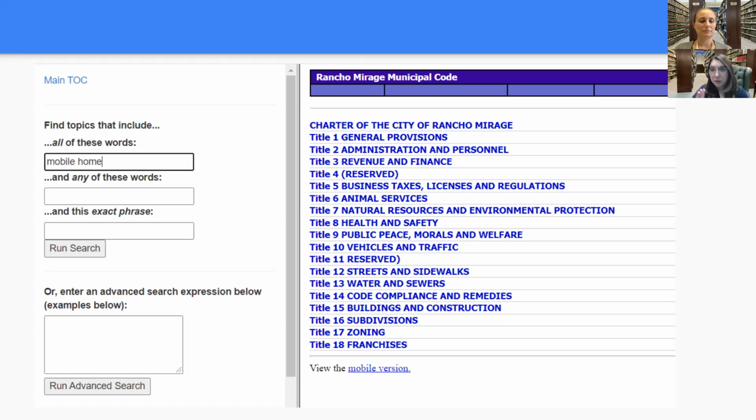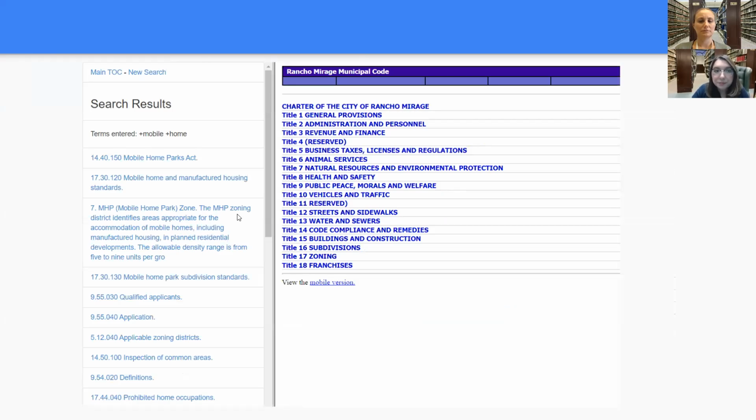So I started with those and I eventually got to mobile home and ran a search, and it came up with these search results. So there's some of relevance. There could be the Mobile Homes Park Act. My interest immediately sparked with mobile home and manufactured housing standards. As you remember earlier, one of the key synonyms, keywords that we found was that manufactured homes is a synonym for mobile homes. And then also of relevance could be mobile home park subdivision standards.